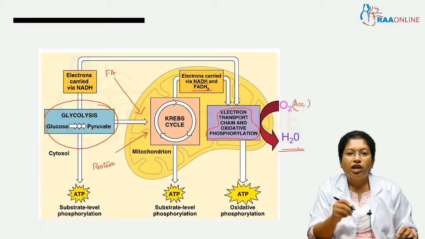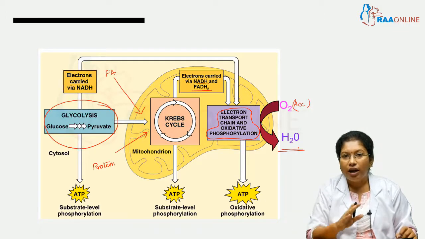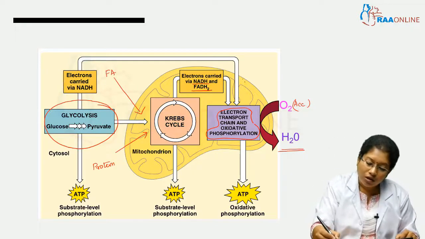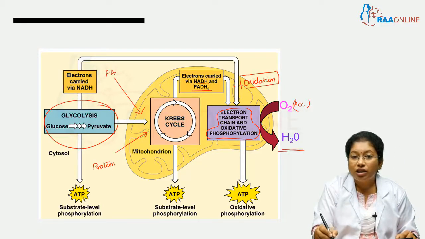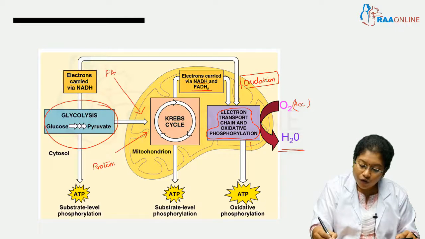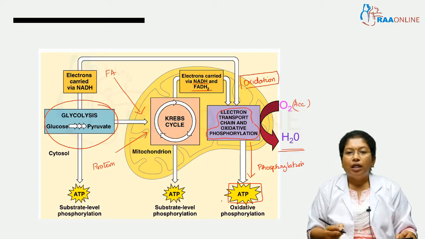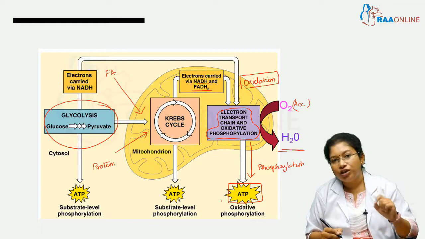This is an oxidation reaction because the electrons are lost from the NADH and FADH2 and it is gained by your oxygen. So this is an oxidation reaction. This oxidation reaction is coupled with phosphorylation, which produces your ATP. That is why in ETC it is called as oxidative phosphorylation.